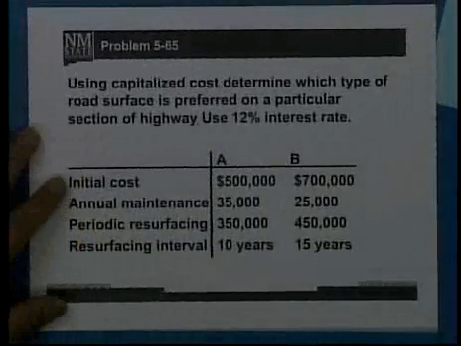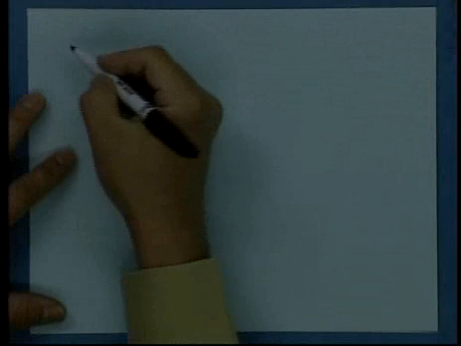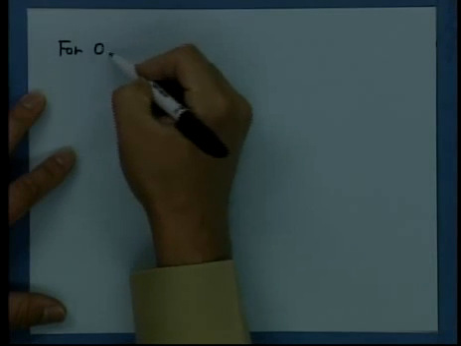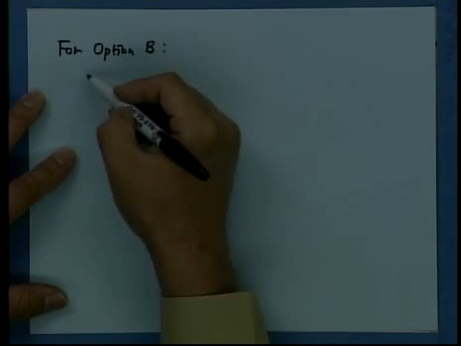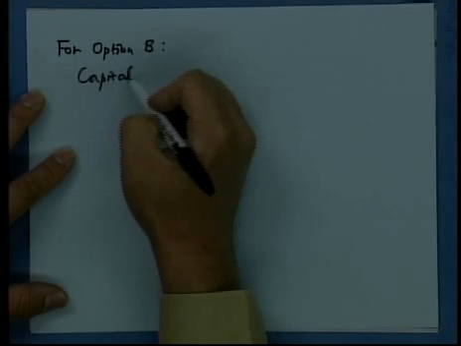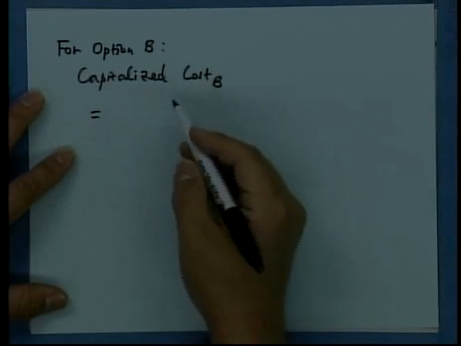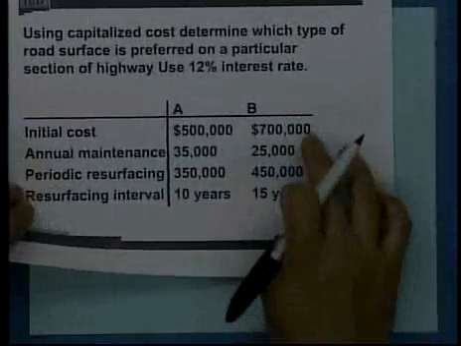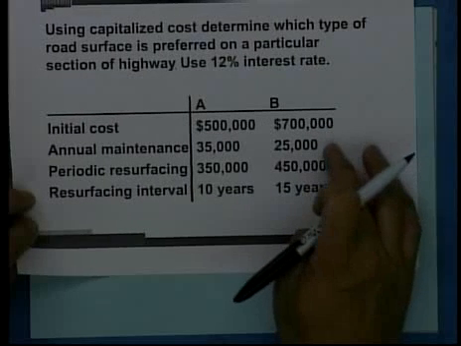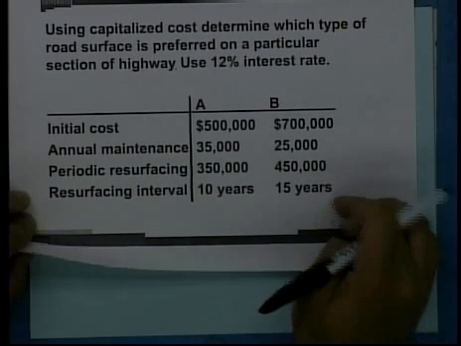Now let's compute the capitalized cost for option B. For option B, the capitalized cost can be computed by $700,000 as the initial cost, and then also we need to consider annual maintenance cost and periodic resurfacing cost every 15 years.